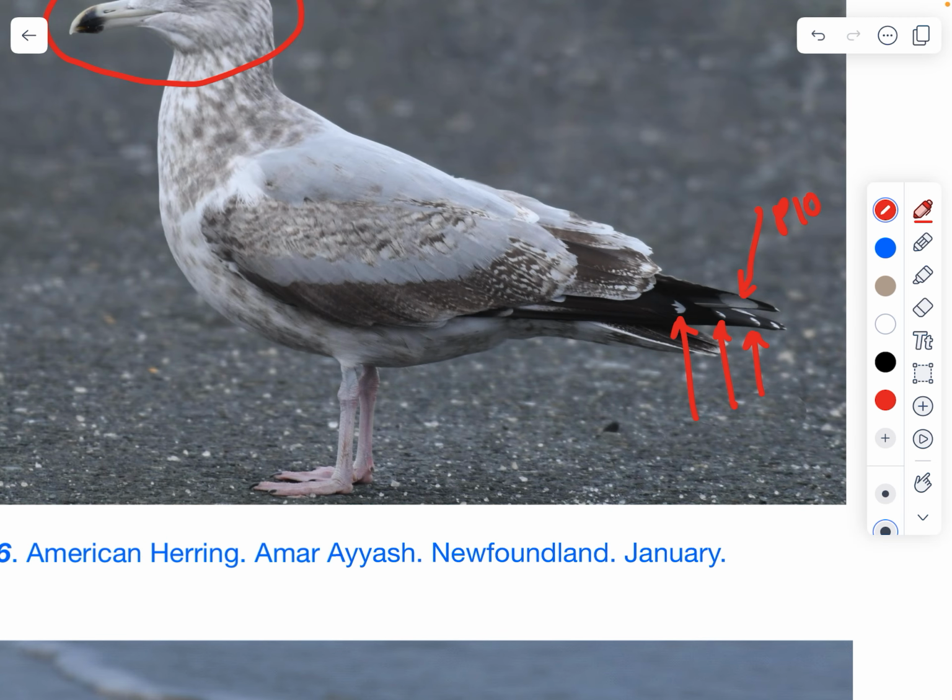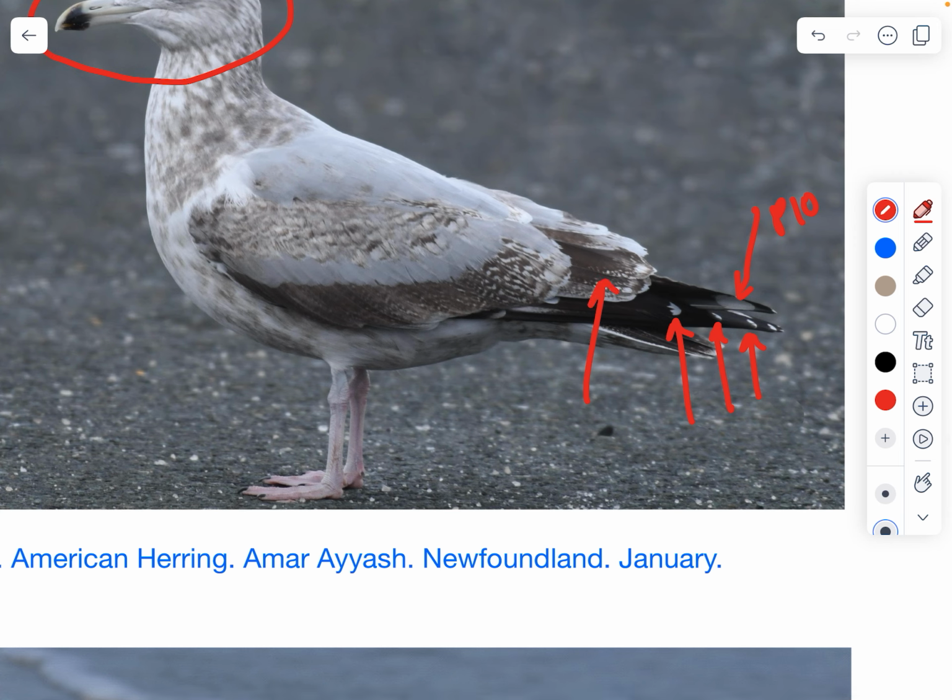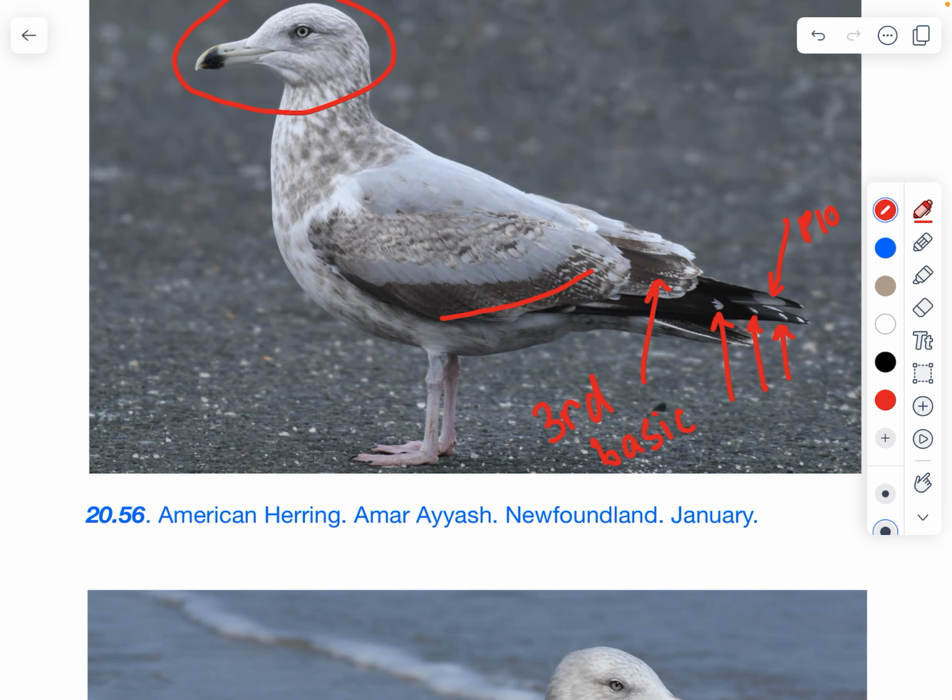So what is happening with this bird's tertials? Why are they so delayed? And why are the greater coverts so delayed? These are just third basic feathers, and it's not unusual to have that appearance, especially on the Atlantic coast. And so in blue here, the median coverts, this whole track here, and these scapulars, and maybe even the upper tertials here, may be third alternate, right?